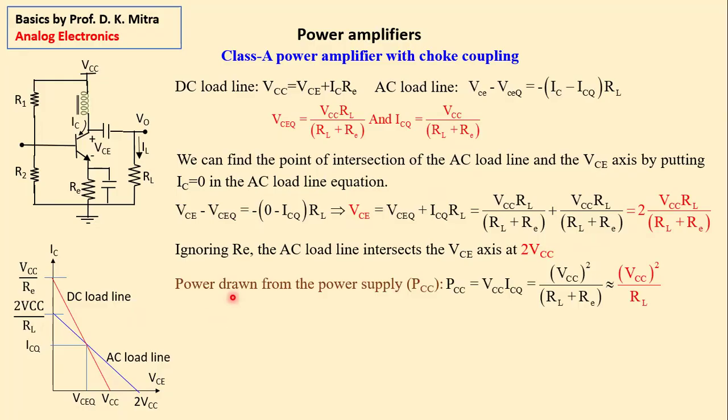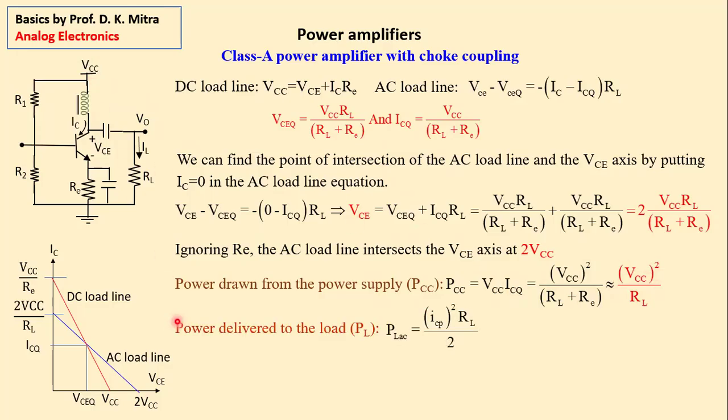Now, what is the power drawn from the power supply? It is the DC power: DC voltage VCC multiplied by DC current ICQ. Now, ICQ we know from here, so we get VCC square by RL plus RE, which is approximately equal to VCC square by RL. This is the power drawn from the battery.